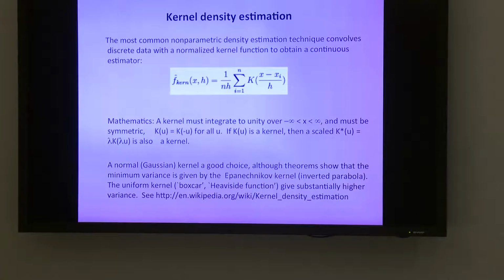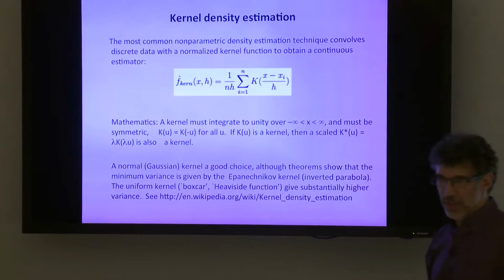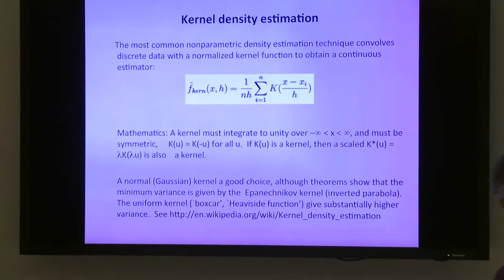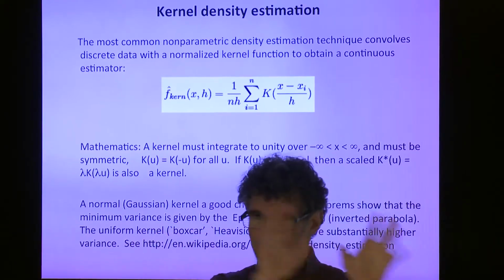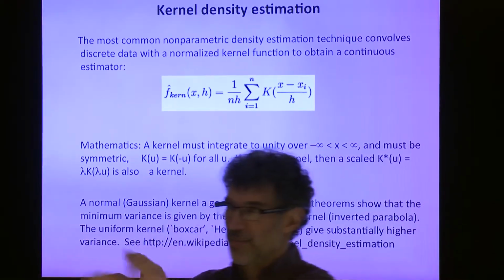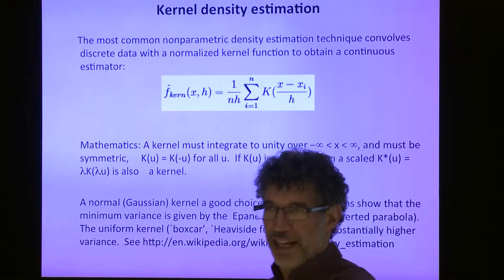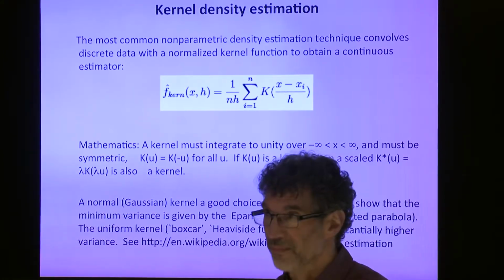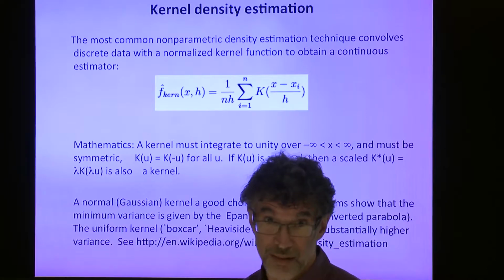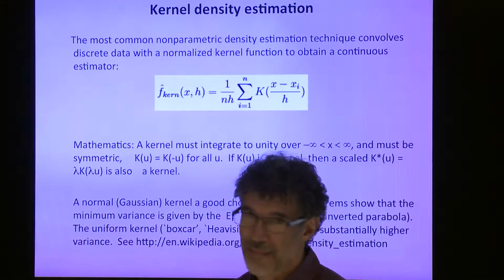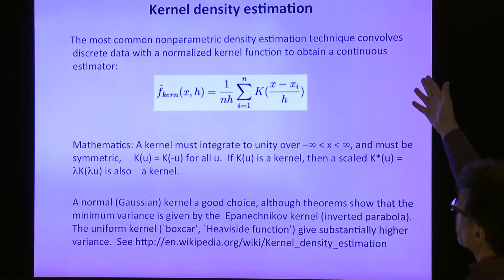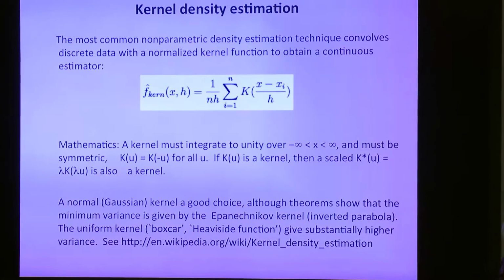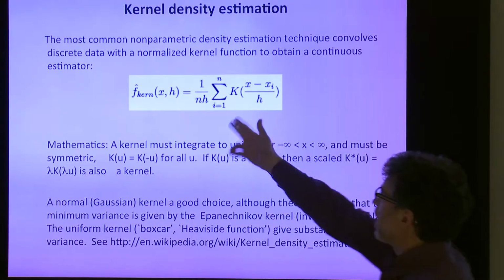So what does the statistician say you're supposed to do for smoothing if you're not going to use histograms? The answer, in the statistician's phrase: kernel density estimation. The astronomer's phrase: convolve with a Gaussian. It's the same thing. Perfectly good, and they recommend this. Astronomers know this, so that's good. The most common non-parametric density estimation convolves discrete data with a normalized kernel function to get a continuous estimator.